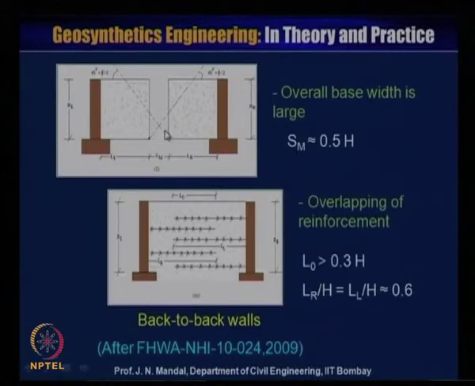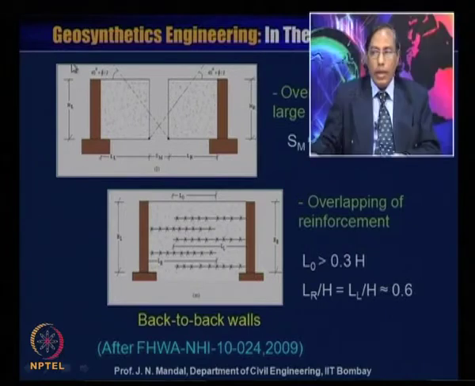You can see here also the overlap base width is large. This is the SM, and this is the LL on the left hand side of the reinforcement. This is the right hand side of the reinforcement, and this angle is 45 degrees plus phi by 2, and this is the height of the wall HL on the left side, this HR on the right side, and it should not sometimes overlap. So overlap base width is large.